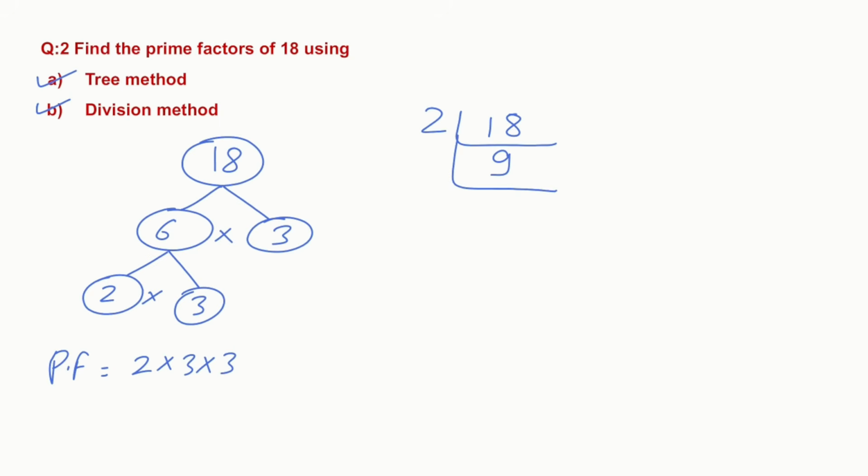So we cannot divide it by 2. So we'll see with 3. 3 can divide the 9. So we'll take 3. So 3 times 3 is 9. Again we will take 3. 3 times 1 is 3. So our prime factor is 2 times 3 times 3.